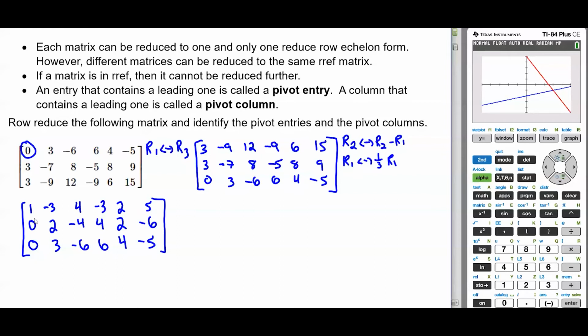So now I've got my first column done. I've got a 1 and all the other entries in that column are 0. So the next step is to make this guy a leading 1, right? It's the first non-zero entry. I want to change it to a 1. So I'm going to replace row 2 with 1/2 row 2. I'm going to write down the other rows.